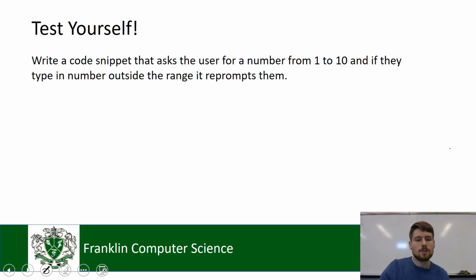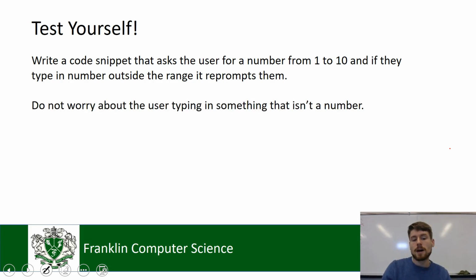Okay, so write a code snippet that asks the user for a number from 1 to 10. So now this is not a string 1, but a number 1. And if they type in a number that's outside the range, reprompt them. Okay? Do not worry about the user typing in something that isn't a number. So if you tried to use a scanner and you use input.nextInt and they type something that's a string or something else, it actually breaks right then and there. So don't worry about that case.